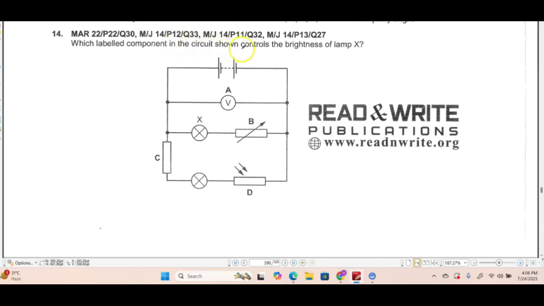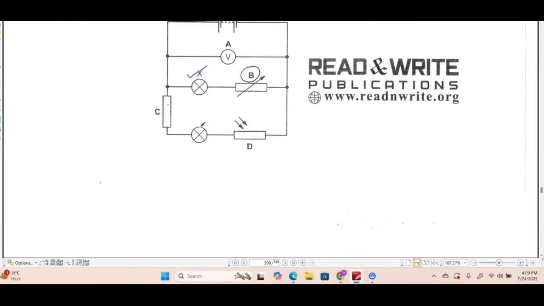Which labeled component in the circuit shown controls the brightness of the lamp X? Where is the lamp X? This is the lamp X. So which component in the circuit will control the brightness? Lamp X has a variable resistor connected with it. So this is going to control the brightness of the lamp. So component B is going to control it because these are connected in parallel to each other and not in series. So this and this are not going to affect the lamp X. So B is our correct option.